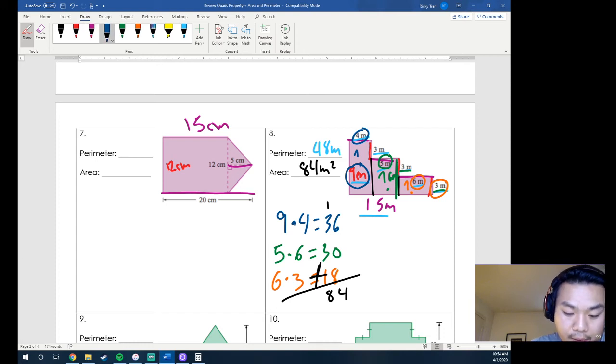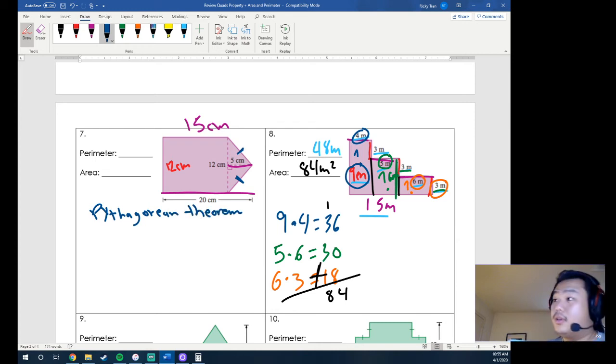Now, the hard part is getting these lengths right here. Those lengths right there, we're actually going to use what we call Pythagorean theorem. Remember Pythagorean theorem, guys? Remember, Pythagorean theorem is a squared plus b squared equals c squared.